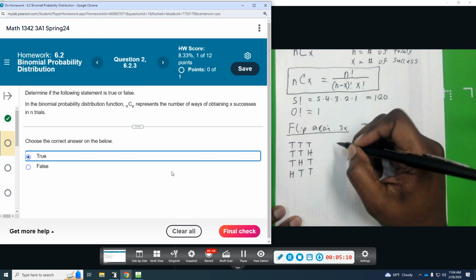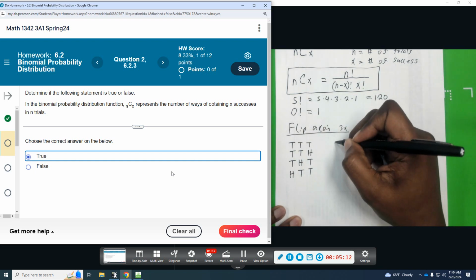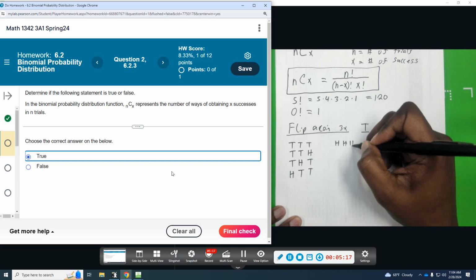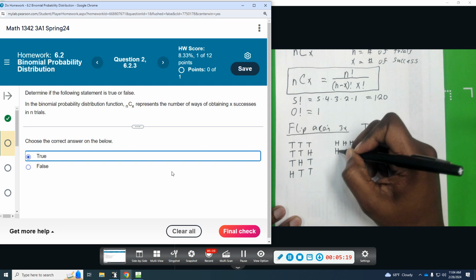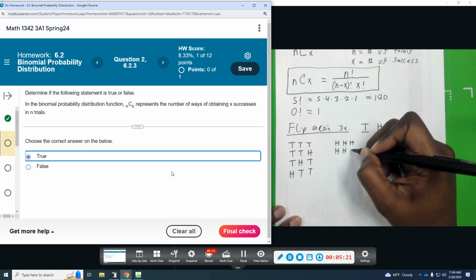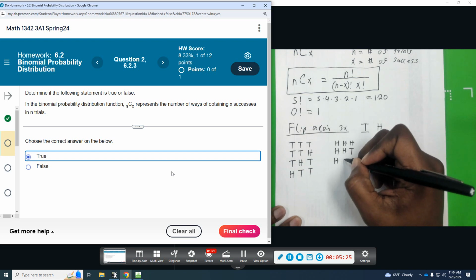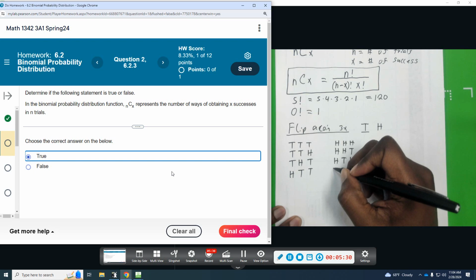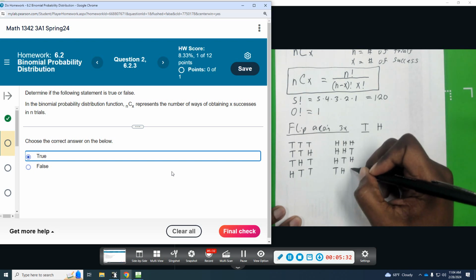I'm going to do the mirror of this. Instead of getting 3 tails, I can get 3 heads. All of them can come up H. Or it can be H, H, T. Or it could be H, T, H. Or it could be T, H, H.